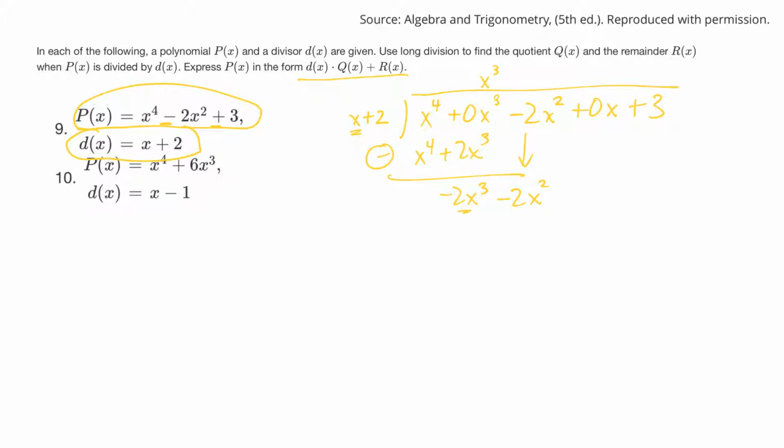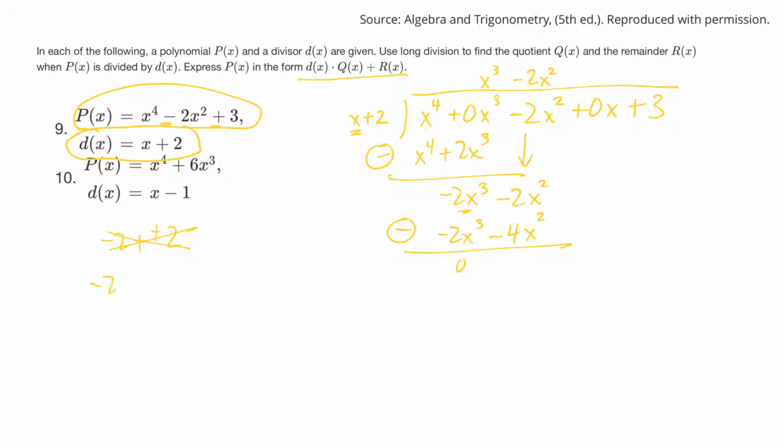Bring down the next number, negative 2x squared. X into negative 2x cubed goes negative 2x squared times. Multiply, that'll be negative 2x cubed minus 4x squared. Okay, subtract, careful. Minus 2 minus a negative 2 is minus 2 plus 2, so they cancel. So this one's 0, which I knew.